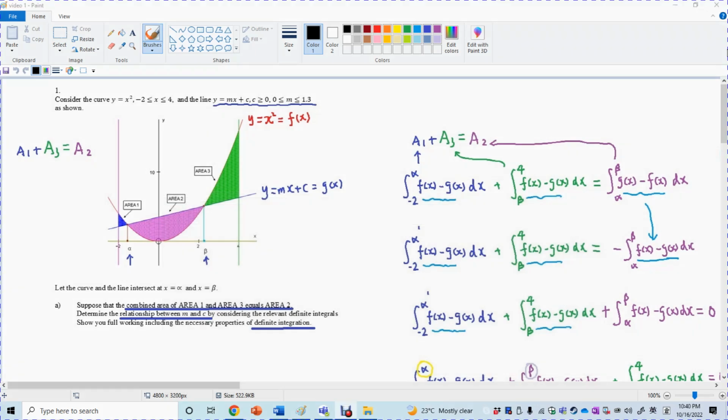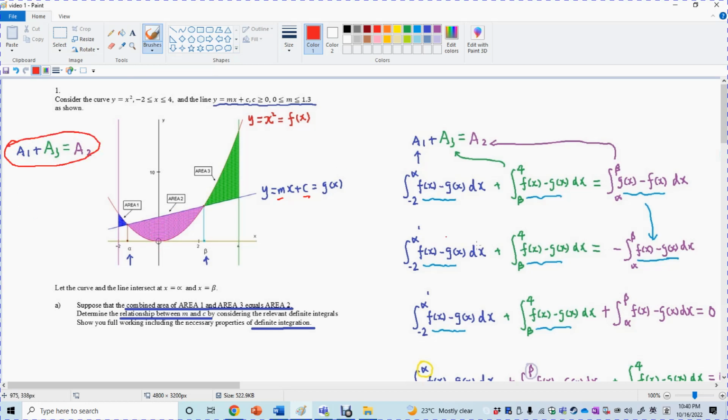Alright, so in our first video, we've found the relationship between m and c for a linear function such that the area bounded between the linear function and the quadratic one has that relationship, like the two areas above the line are equal to the area under the line between and above the quadratic. So that's the relationship given to us.